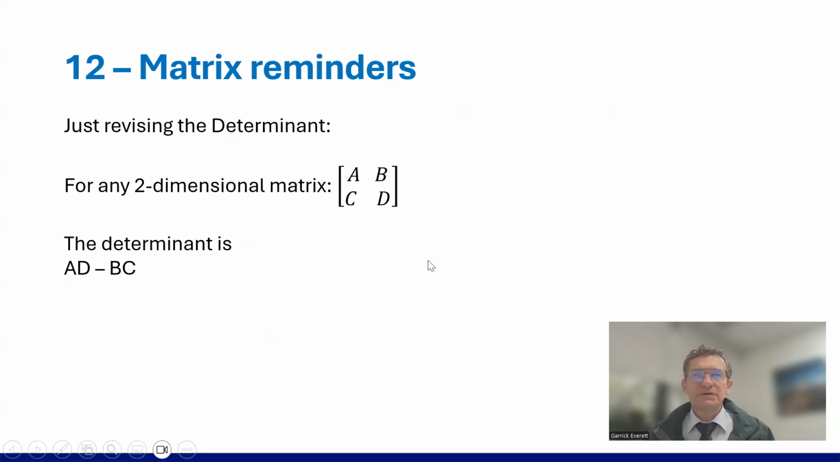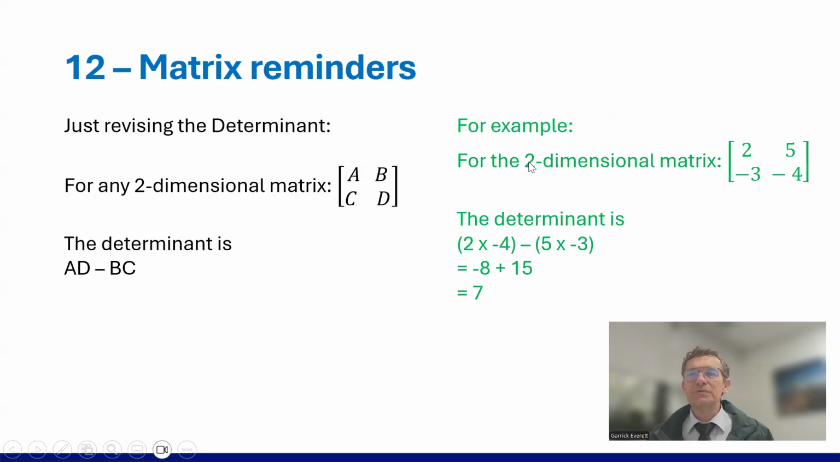Before I do the next one, I just wanted to do a revision of the determinant because we're going to use the determinant in part 2. So revising the determinant for any 2-dimensional matrix A, B, C, D, the determinant is A times D minus B times C. So this subtract this. And here's an example for the 2, 5, minus 3, minus 4. I've just made it up. The determinant is going to be 2 times minus 4, subtract 5 times minus 3. And we just do that.